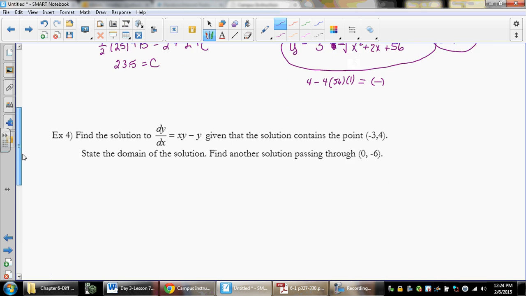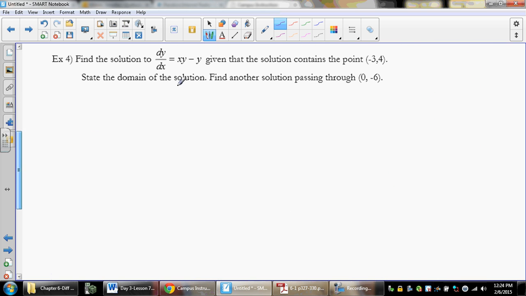All right, moving on to the next one. Find the solution here. It contains that point. State the domain. Find another solution passing through there. Okay. So on this one, the first thing I'm going to do before I do anything else is realize that I've told you you can't have pluses or minuses. It needs to be a product or a quotient. Well, fine. I'll make it a product if you say so. Isn't that still a product? y times (x minus 1).